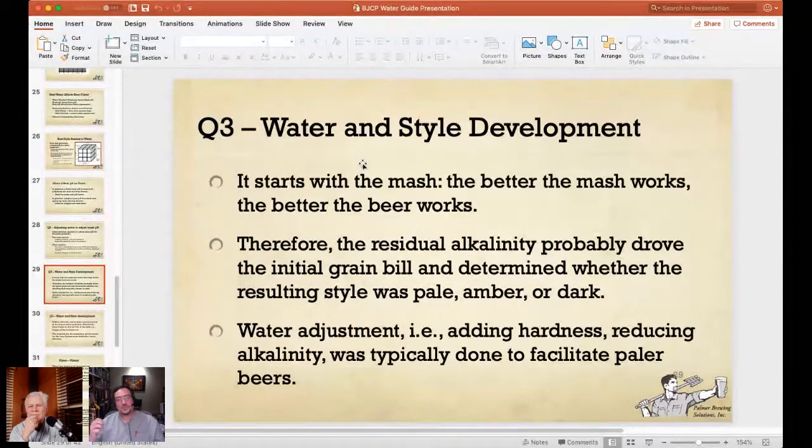So therefore, the residual alkalinity of their source water probably drove that initial grain bill. If their water had high residual alkalinity, they are going to need more specialty malts, more dark malts, brown malts, that would balance the alkalinity of that water with their acidity and achieve a good mash and good conversion. And that's going to determine whether that resulting beer style was pale, amber, or dark. Okay. Water adjustment has been going on for thousands of years in brewing. I kid you not.